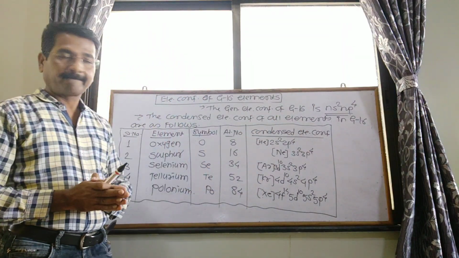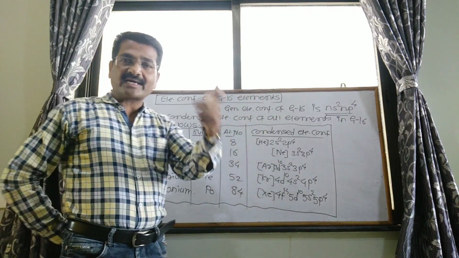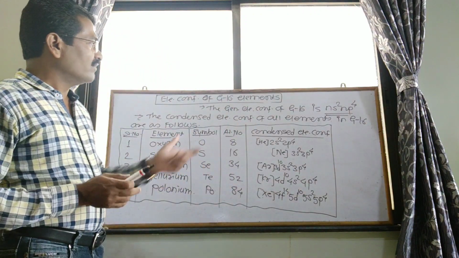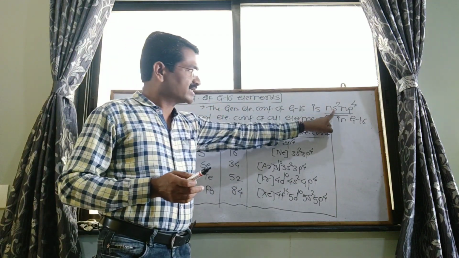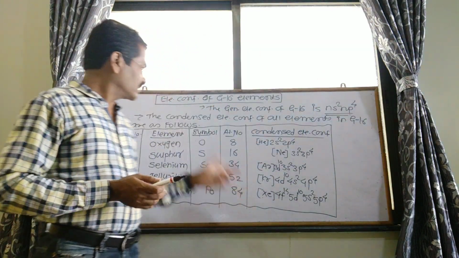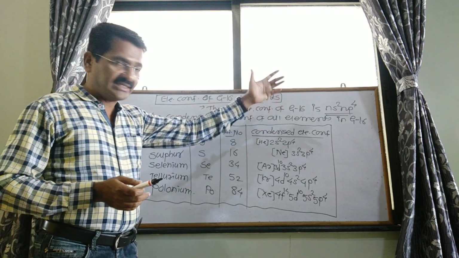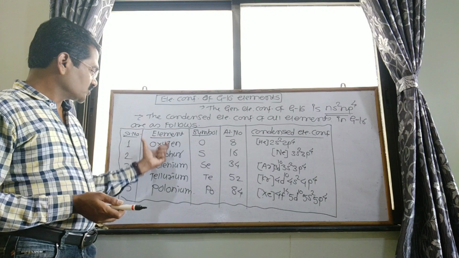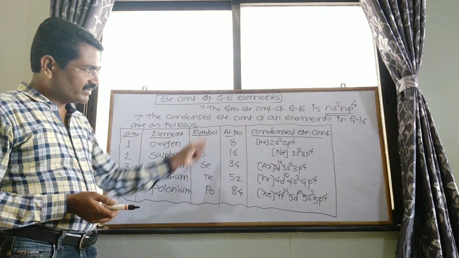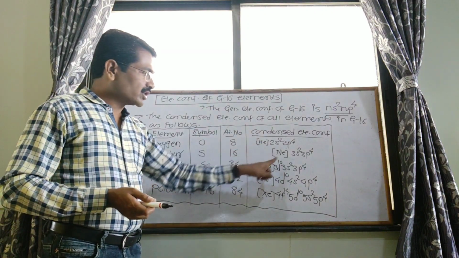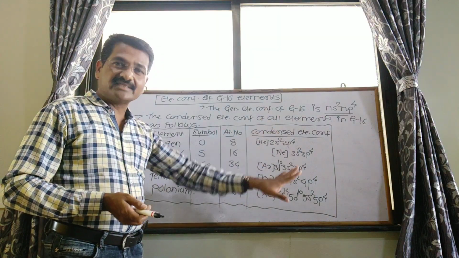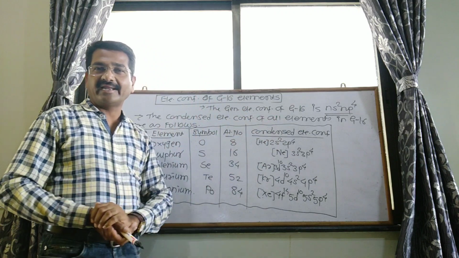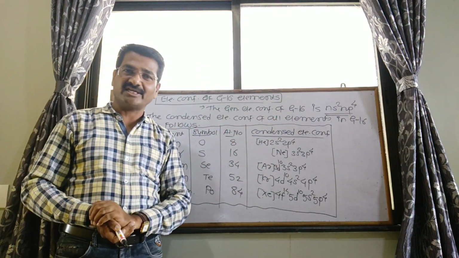See again, if a question is asked for 2 marks, write the electronic configuration of G16. At that time you may give as the first point the general electronic configuration ns2 np4. Second, the condensed electronic configuration is as follows. For the elements oxygen, sulfur, selenium, tellurium and polonium, we use helium, neon, argon, krypton, xenon, that is the nearest zero group element. Depending upon that we can write the condensed electronic configuration of each and every element.